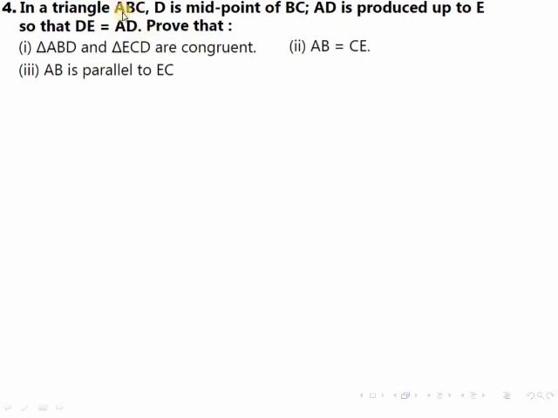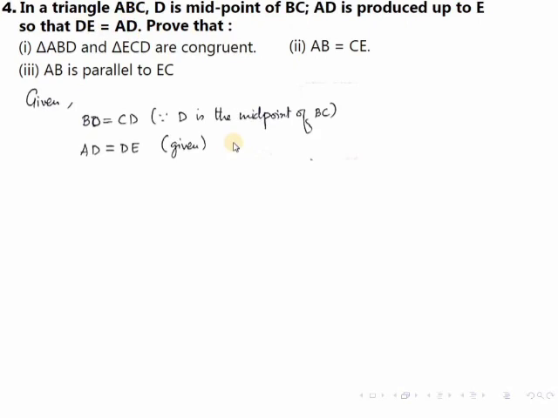Now what is the meaning of this? Let's try to understand using the diagram. What is given is, in triangle ABC, D is the midpoint of BC. So in other words, I can say that BD is equal to DC or CD, because if you draw a line BC and in the middle you plot D, then it becomes BD equals CD, isn't it? So it is given. And one more thing that is given to us is DE equals AD. This is also given to us.